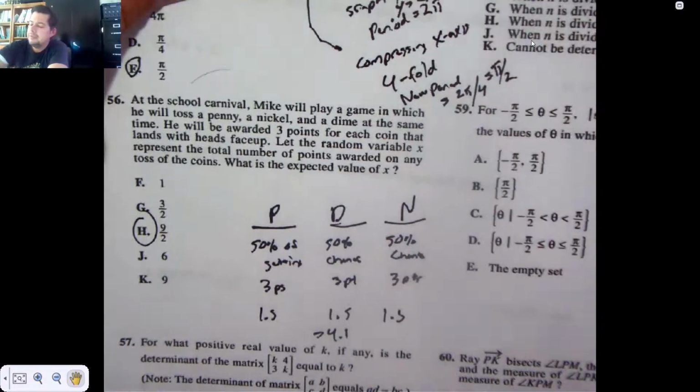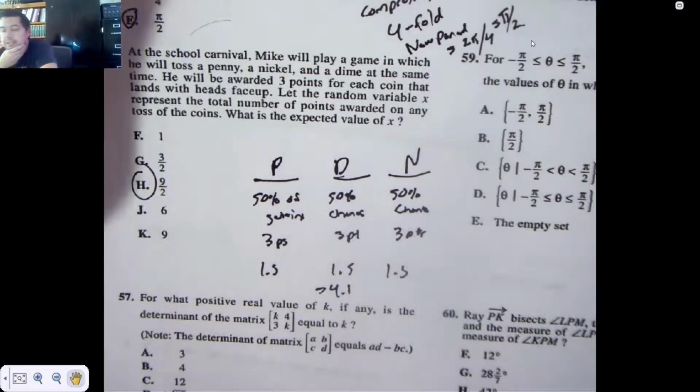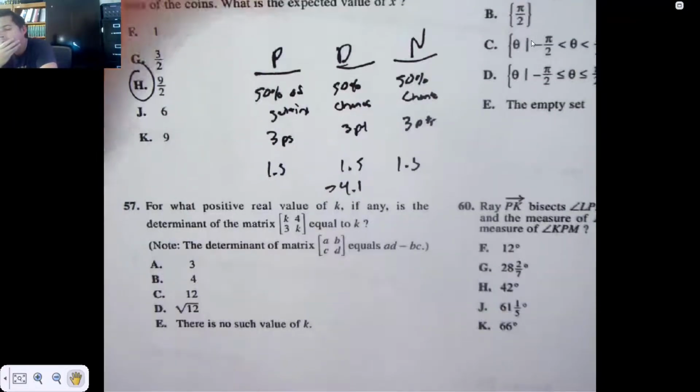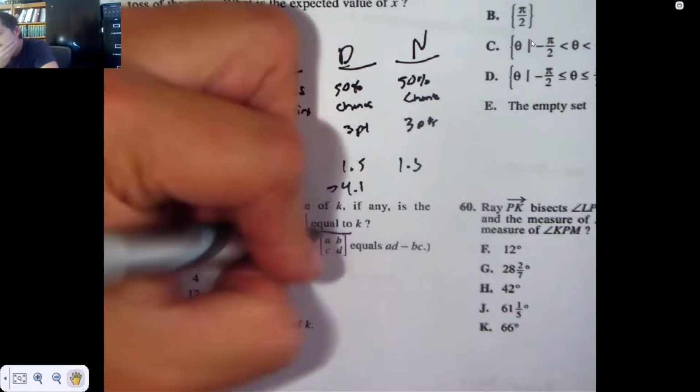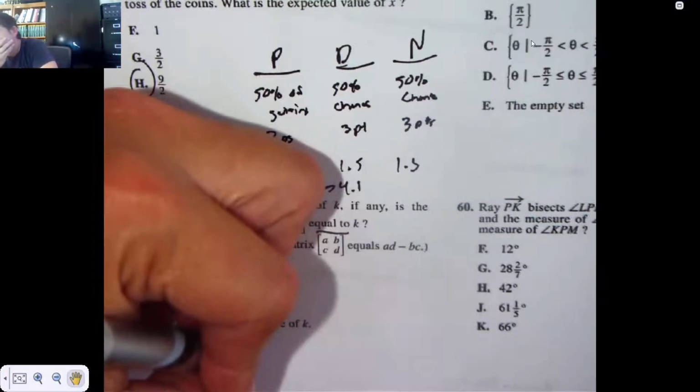For what positive real value of k, if any, is the determinant of the matrix that contains the elements k, 4, 3, and k equal to k? Equal to k. That's different. That might be the next one I put on your ACT thing.